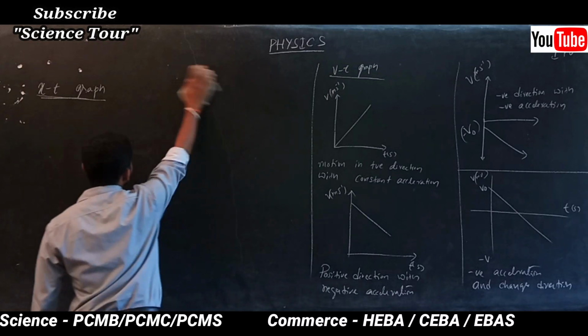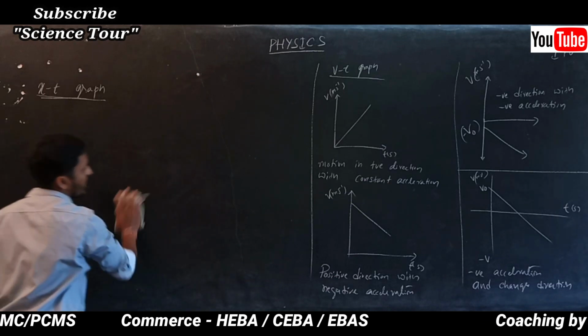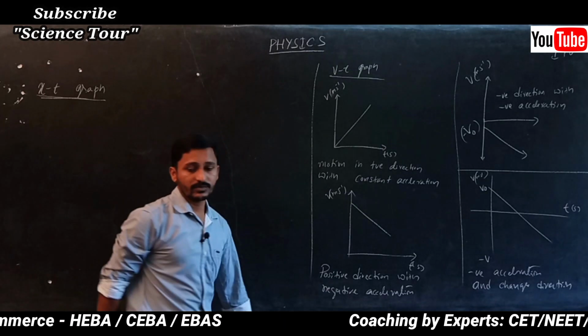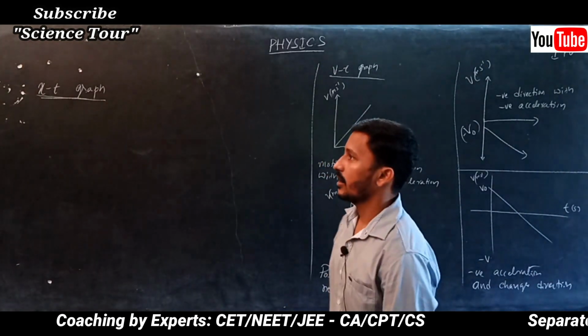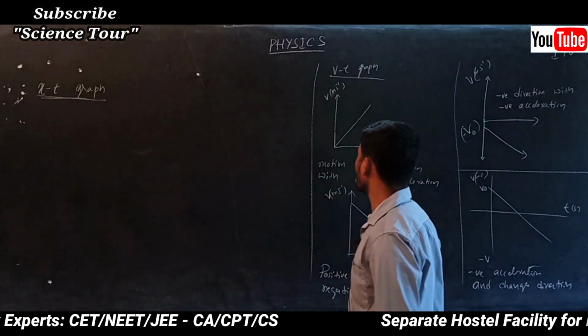You have to write this down because they are going to ask for it in the examination. Any one position time graph they are going to ask for 1 mark, or 2 marks, any of the two.